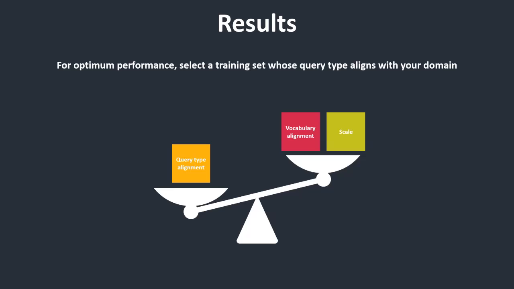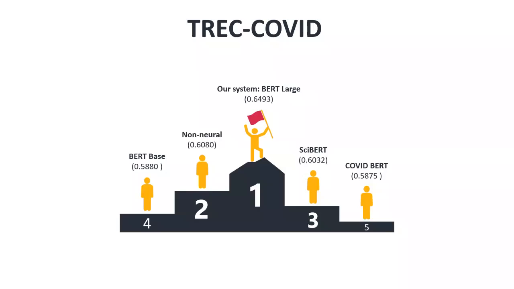Based on our experiments, we have proven that neither scale nor vocabulary alignment represent important features to consider when selecting a training set. Instead, we have discovered that to achieve optimum performance, one should select a training set whose query type aligns with their domain. Using this information, we were able to achieve first place in round 1 of the TREC-COVID challenge.